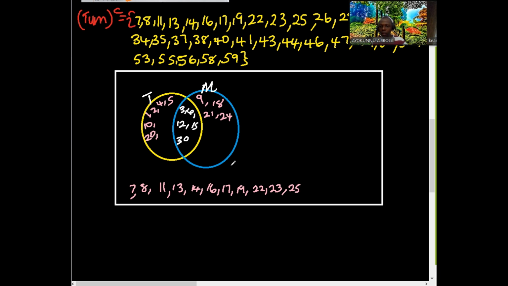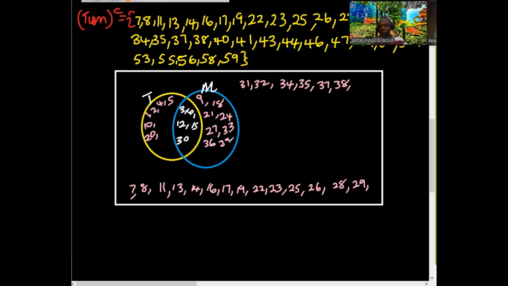Here. 26, where does it go? What about 27? Multiples of 3, okay? 28, 29. What about 30? It is already there. So 31, 32. Then 33 goes in multiples of 3, okay? Then 34, 35, 36, also in multiples of 3. 37, 38. Where does 39 go?